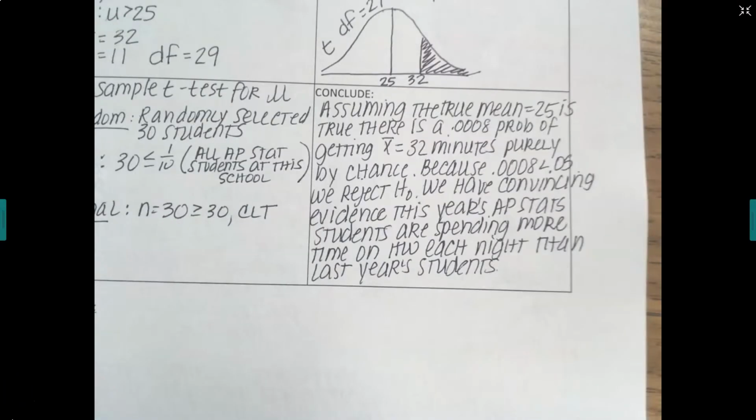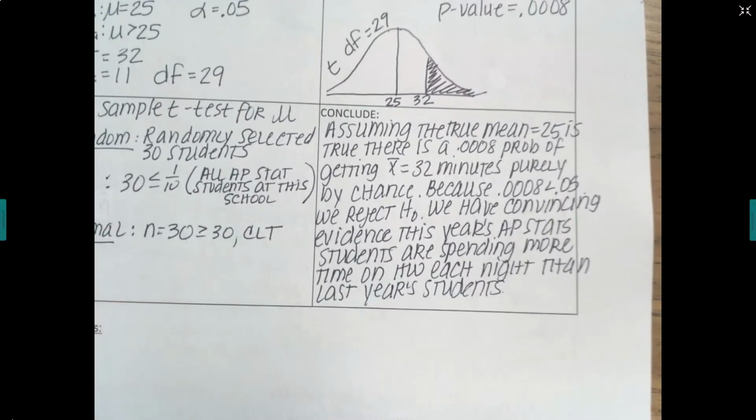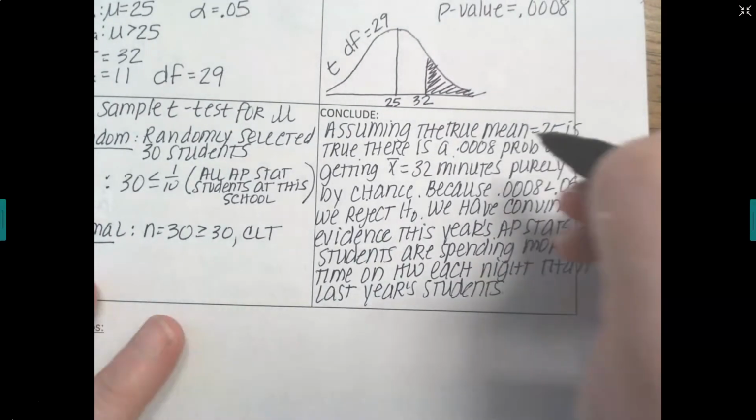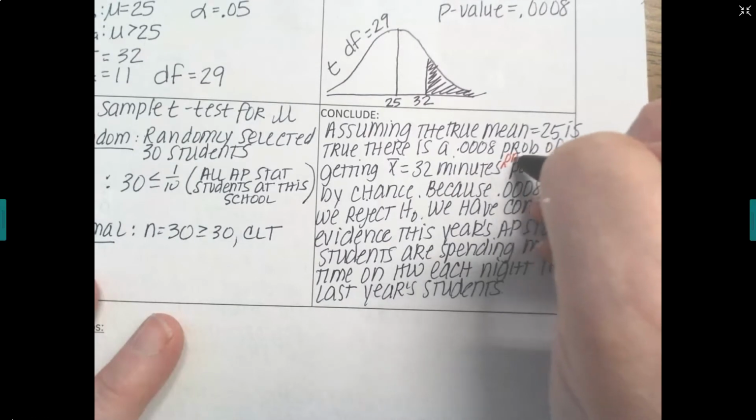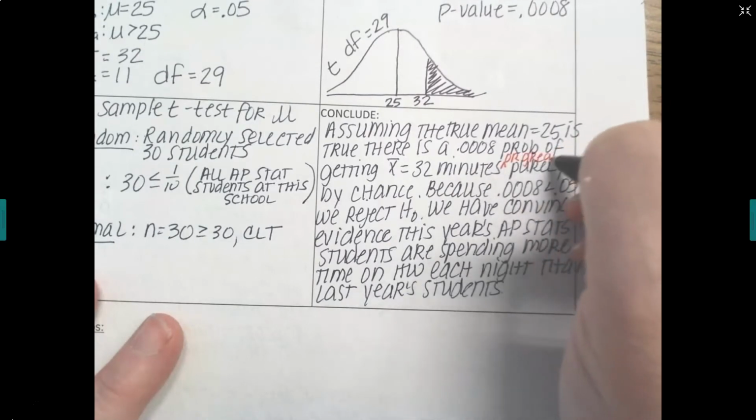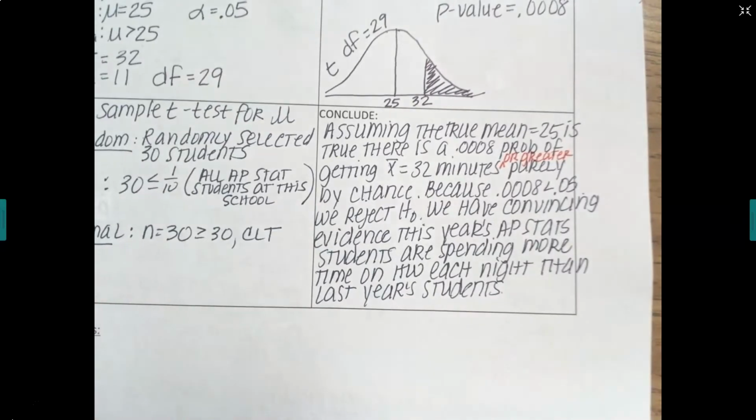All right, assuming the true mean equals 25 is true, that's your null. We're assuming it's true. There is a 0.0008 probability of getting a sample statistic of 32 minutes, and really I should include or greater in there, purely by chance. Because of the way we shaded, I have to have or greater. Because 0.0008 is less than 0.05, we reject the null. We have convincing evidence this year's AP Stats students are spending more time on homework each night than last year's students.